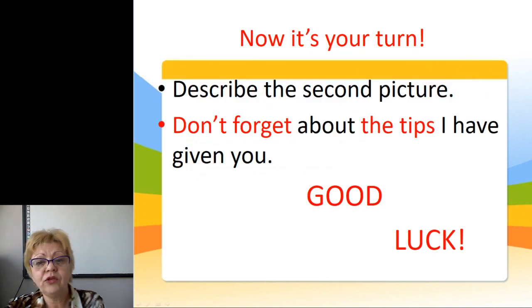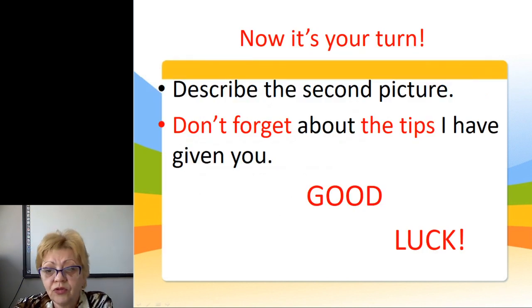Okay, now it's your turn to practice. At home, please describe the second picture and send me your description in electronic journal. And don't forget about the tips I have given you.